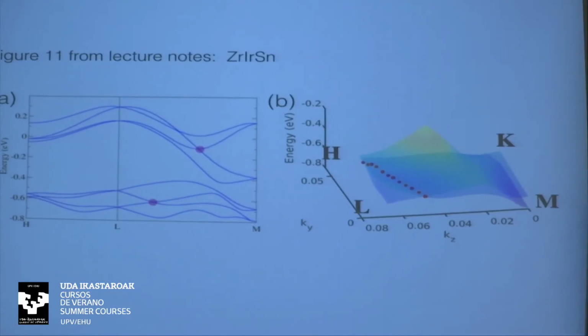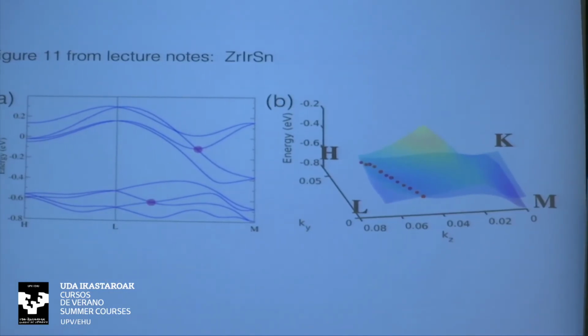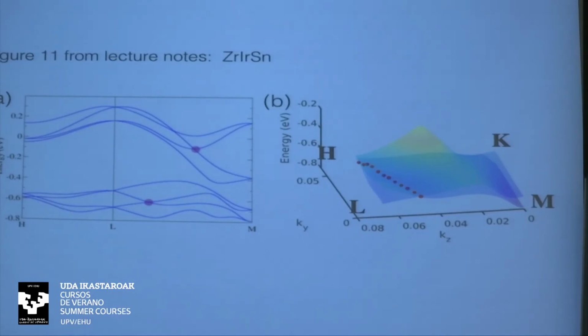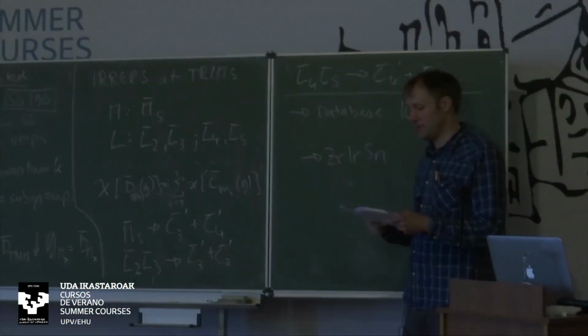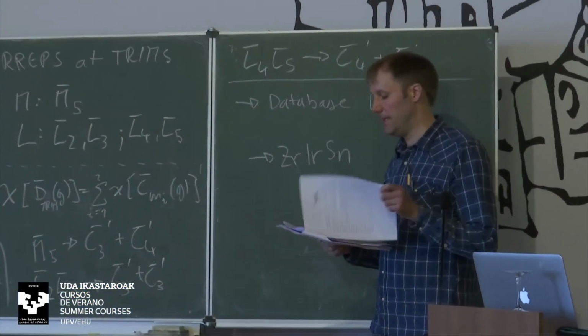So these are Weyl nodal lines which are protected by Berry phase, and so you would expect in this material these drumhead surface states and also other consequences of this Berry phase you have in momentum space.